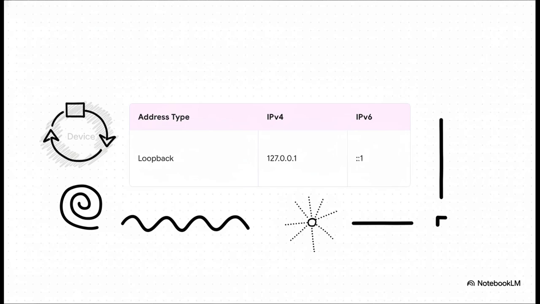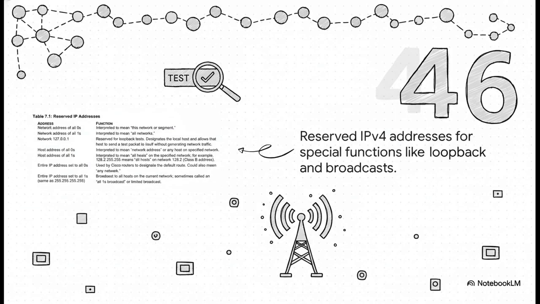Just like the old system, IPv6 has special addresses. For example, the loopback address, which a device uses to test its own network connection, was 127.0.0.1 in IPv4. In IPv6, it's been streamlined to just a double colon and a 1. So much simpler. These core ideas of having reserved addresses for testing or for broadcasting to all devices are foundational concepts in networking. They carry over directly from IPv4 into this new, vastly expanded world of IPv6.